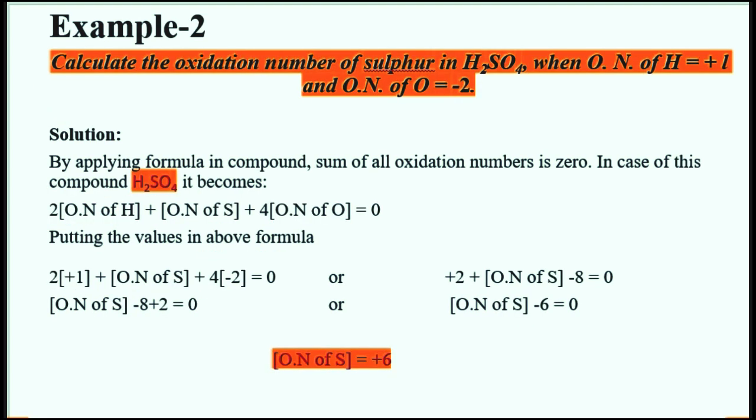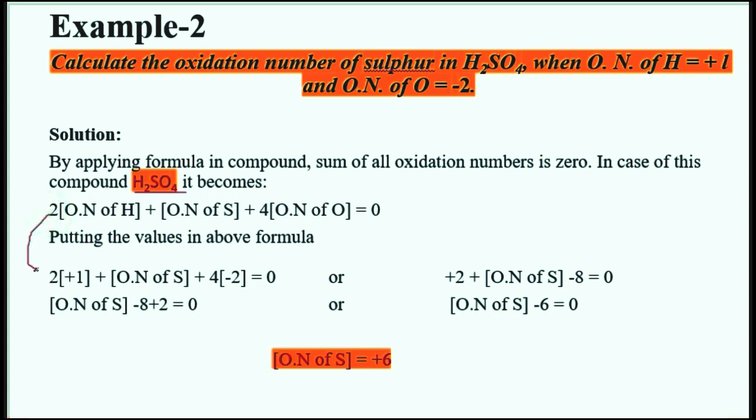We will see example number 2, which is related to the previous example. Calculate the oxidation number of sulfur in sulfuric acid, when the oxidation number of hydrogen is +1 and the oxidation number of oxygen is -2. We will write the expression: first 2 times the oxidation number of hydrogen, then the oxidation number of sulfur, then 4 times the oxidation number of oxygen, equal to 0. We will put in the values.